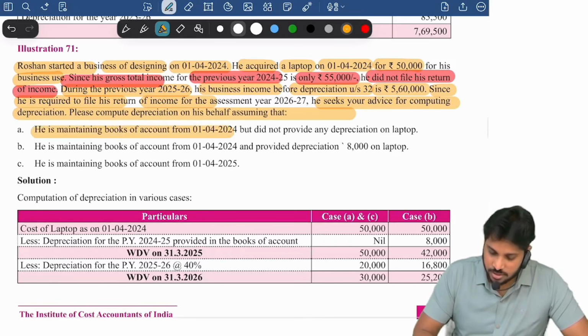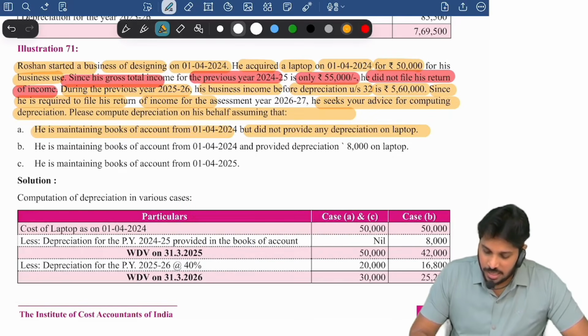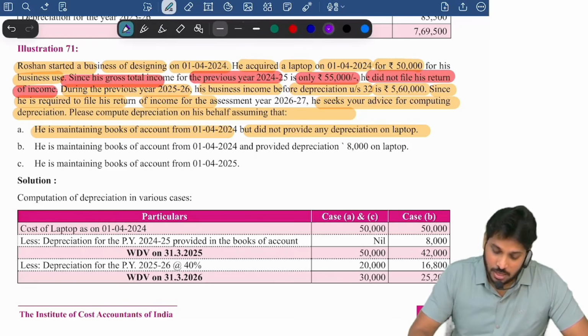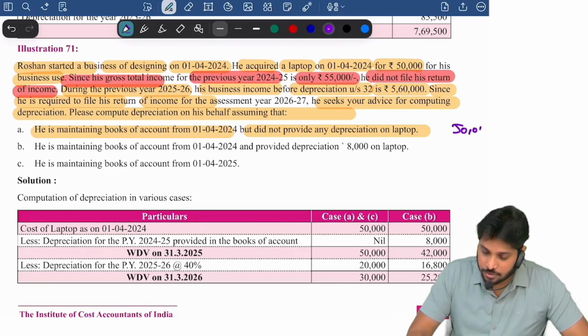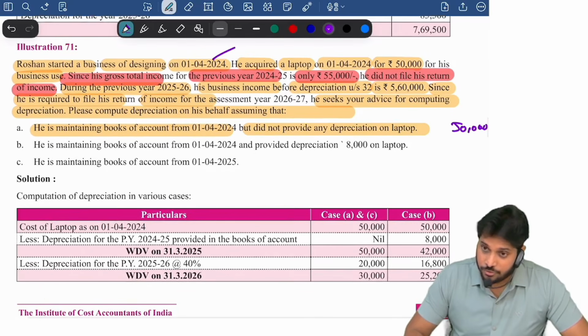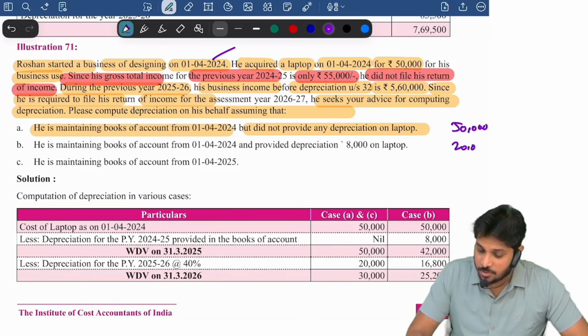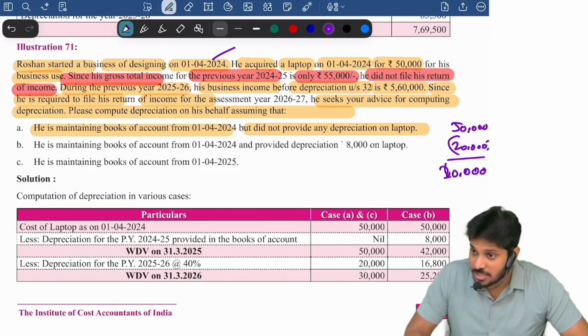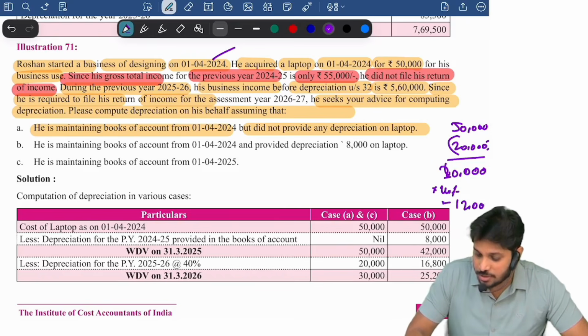He is maintaining books of accounts from 1st April but did not provide any depreciation. Case A: the rate at which he is providing it doesn't matter. We calculate depreciation as per our income tax block. When he purchased the laptop for 50,000, for 24-25 the depreciation is 40%. How much is the depreciation? 20,000. So the opening value for the current year is 30,000. Current year depreciation at 40% is 12,000.